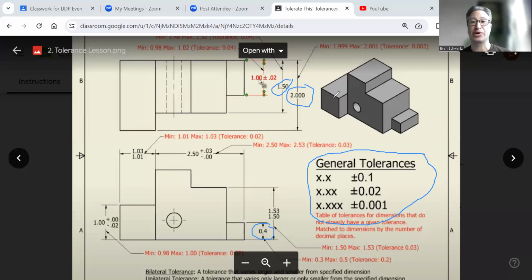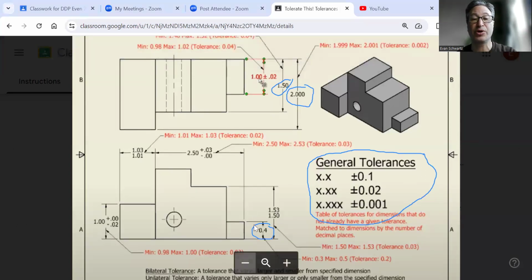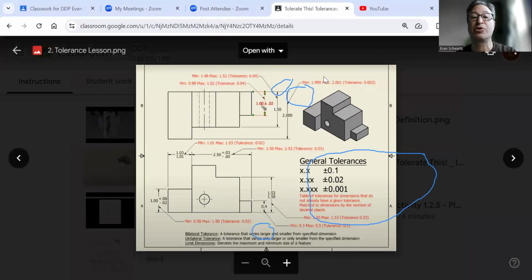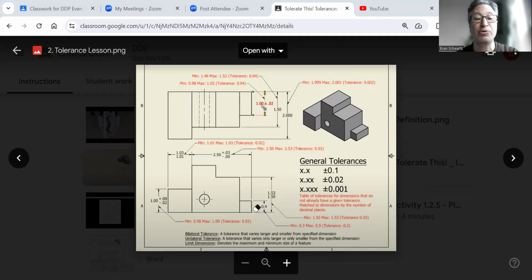So these are going to be how you do your classwork by looking at these trademark tolerances, these 3 tolerances, and we're going to be looking at what we're going to be doing for our classwork in the next video. But these are the 3 tolerances: bilateral, unilateral, and limit dimensions. And this is how you find the tolerance when a dimension does not already have one.